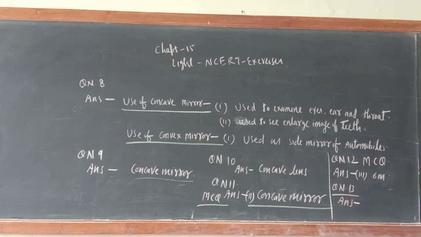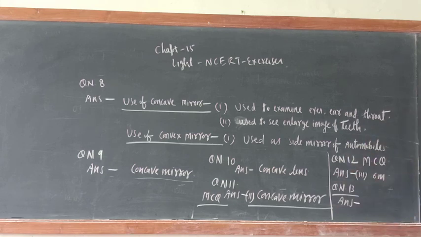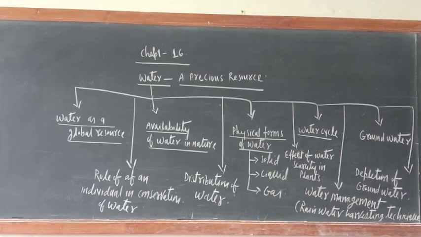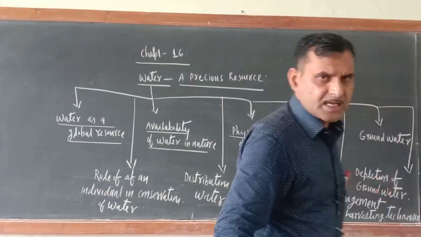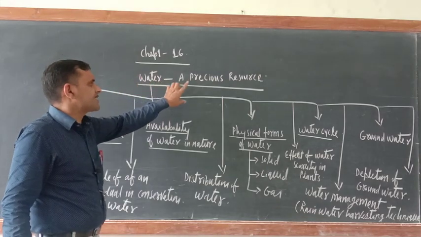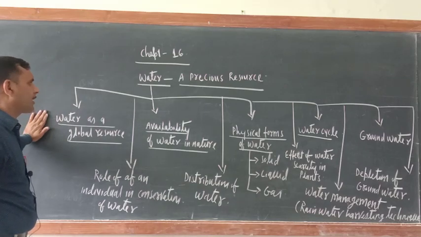Now the next chapter is the water chapter. Okay, so the water chapter is chapter number 16. Today only I will give you the outline of how many things are included in the water chapter. So dear cadets, the outline of chapter number 16 is as follows. What is the name of chapter number 16? Water, a precious resource.